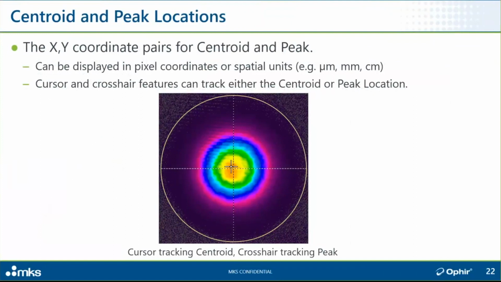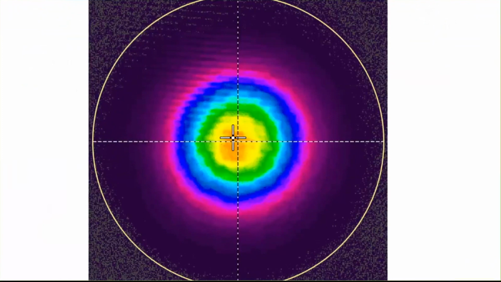We do that for both centroid and peak location. Those are found in the spatial results group. You can set the spatial units, microns, millimeters, centimeters, whatever you need, and that's found on the computations ribbon. The cursor and crosshair features in Beam Gauge can track centroid or peak.